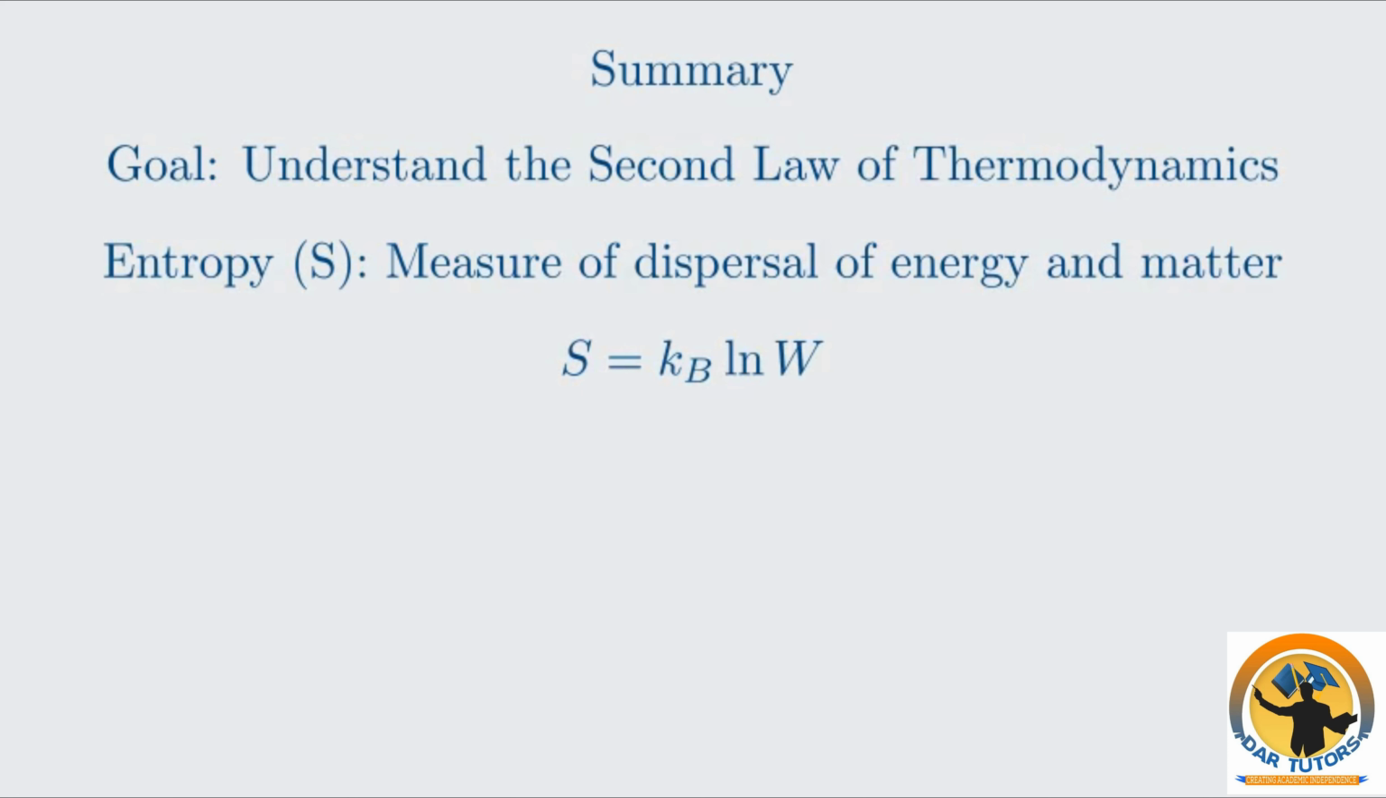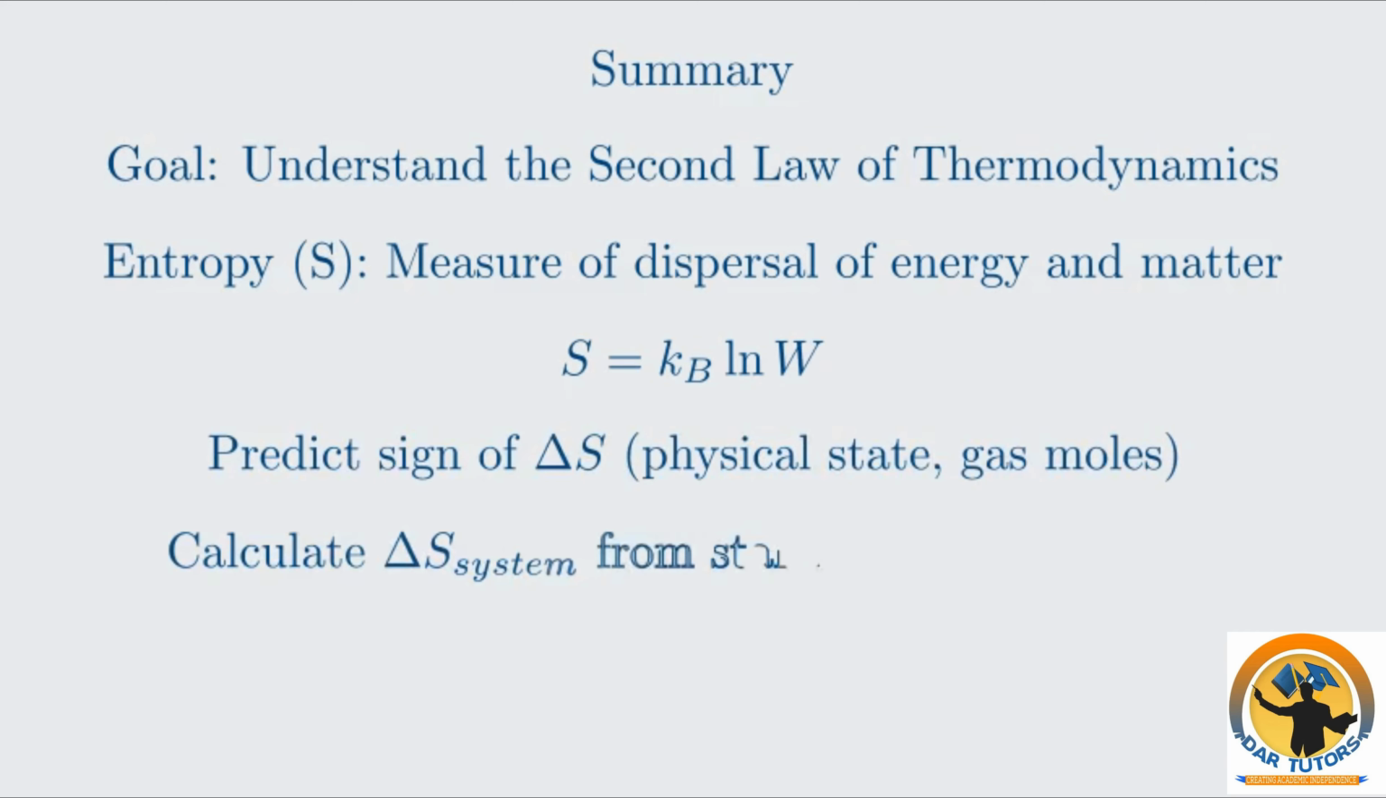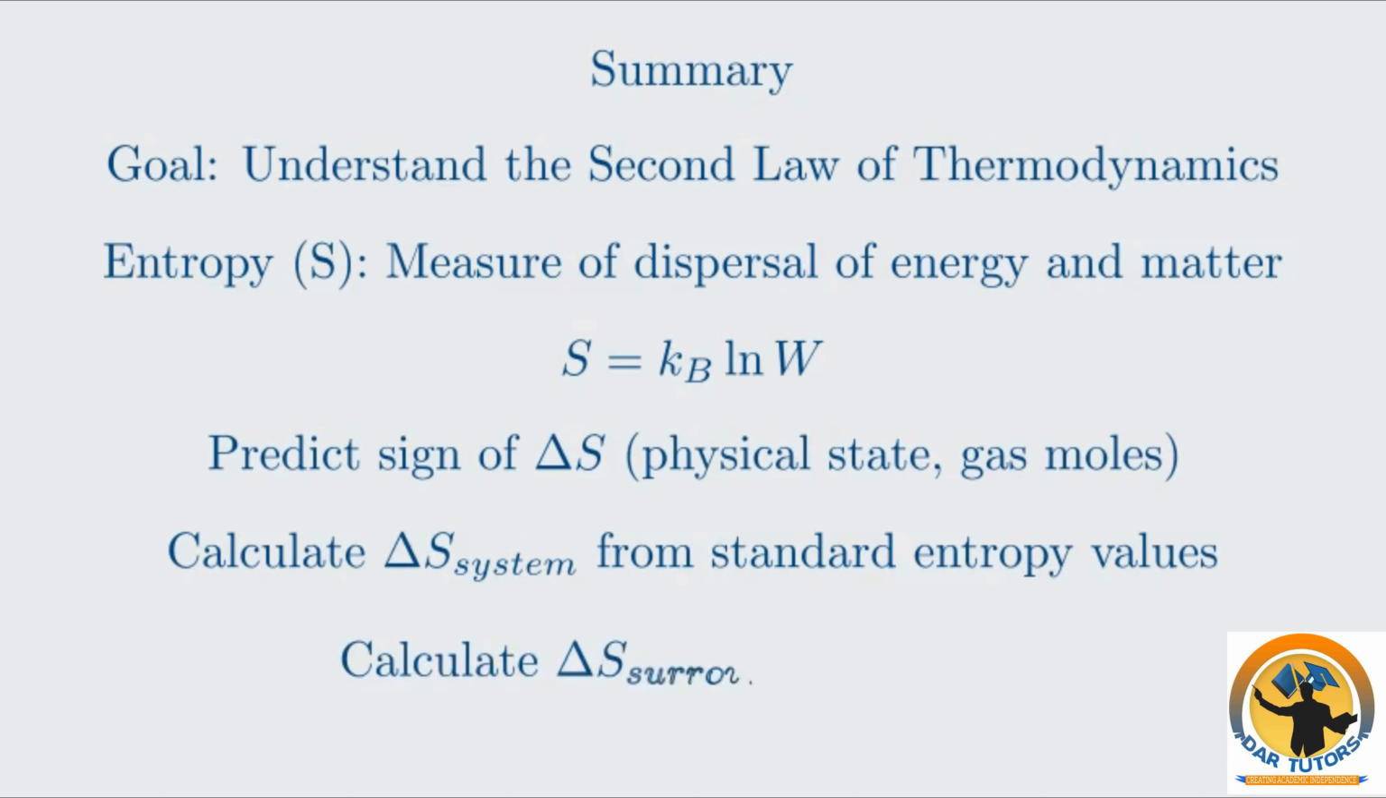We broke this down by first exploring entropy, S, at the molecular level, defining it as a measure of the dispersal of energy and matter, and calculating it using the formula S equals k_B ln W. We learned how to predict the sign of entropy changes, ΔS, by observing changes in physical state and the number of gas moles. We then practiced calculating ΔS system using standard entropy values from the data booklet. We then introduced the crucial role of the surroundings, which led us to the second law of thermodynamics. We learned to calculate the entropy change of the surroundings using the enthalpy change and absolute temperature.